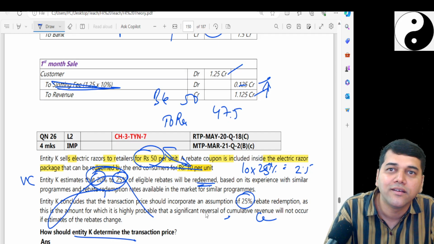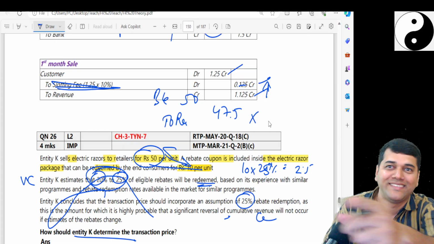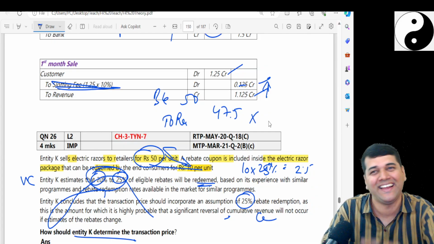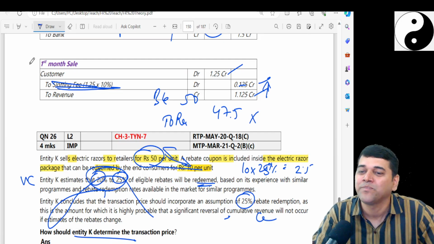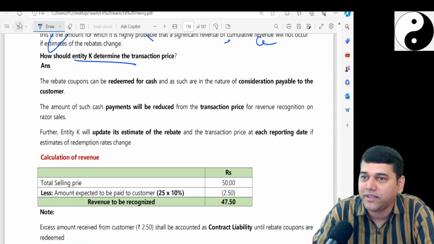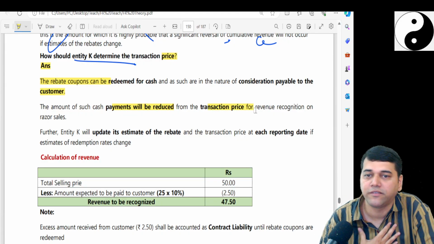What is that? It's per unit. Then multiply with the number of units. This is what we did in that TV sale and all. I understood. You took it directly, no. Sales, sorry, no, it should not be done like this. But sir, some theory you need to write. Yes, here it will be redeemed for cash. Consideration is payable to the customer. Nothing distinct comes back to you. So it should be adjusted against the transaction price.